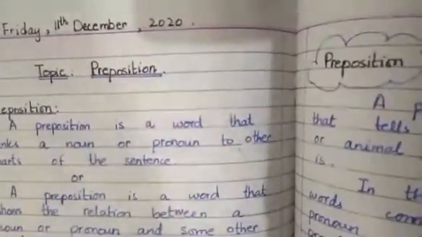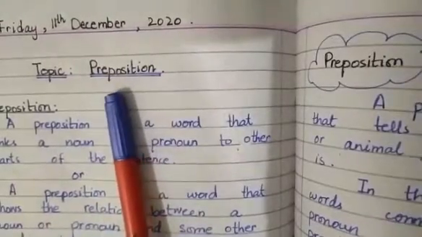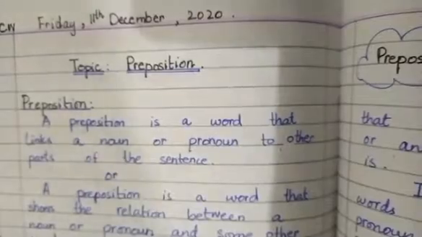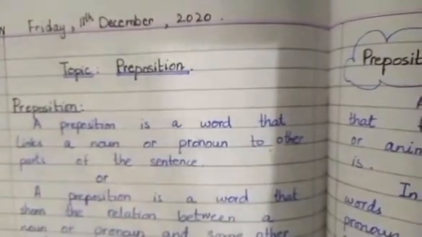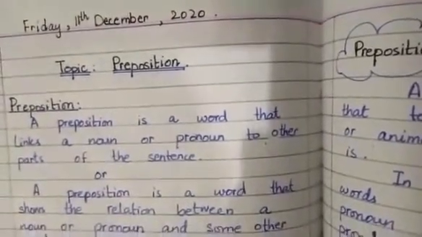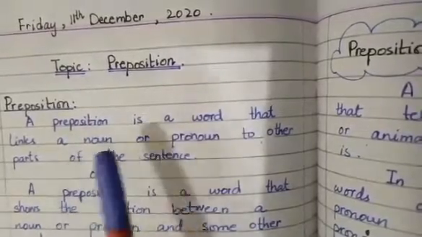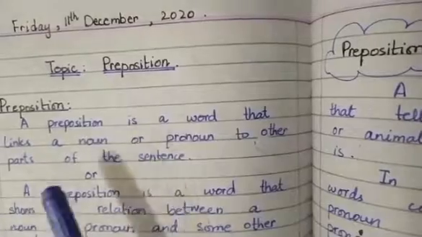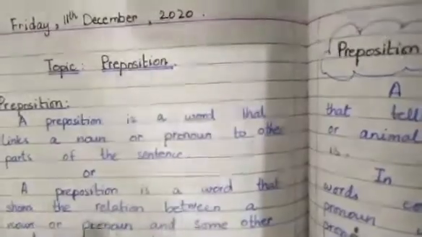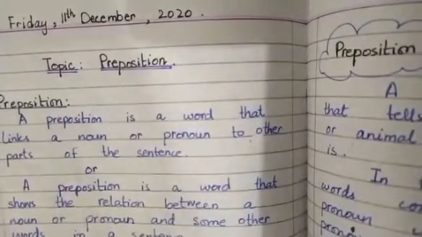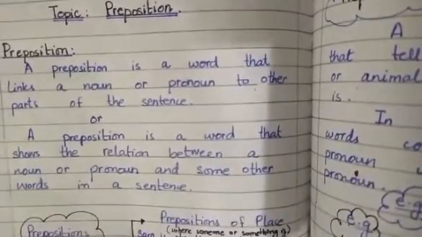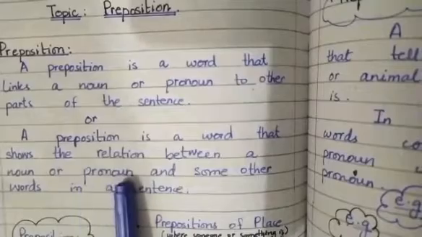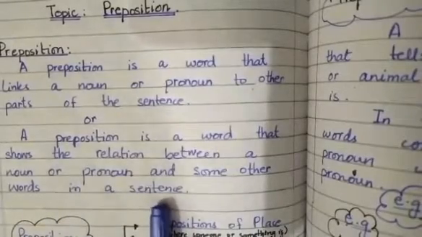And our today's topic is preposition. Today we will discuss the prepositions. Do you know what a preposition is? Yes, you have already read about the prepositions. A preposition is a word that links a noun or a pronoun to other parts of the sentence. Or a preposition is a word that shows the relationship between a noun or pronoun and some other words in the sentence.